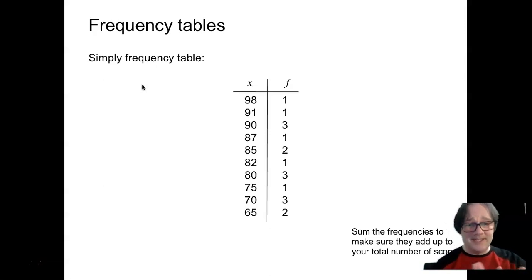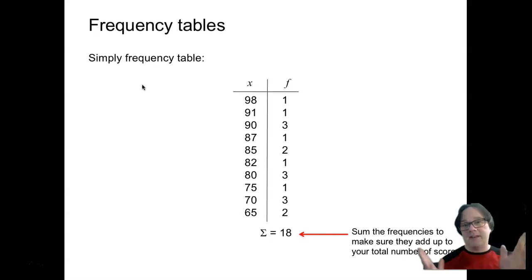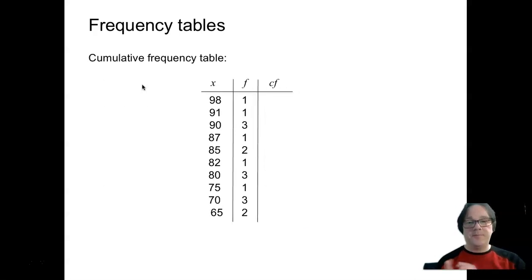Okay, so what we want to do is make sure we have all of our scores, make sure we didn't miss anything. So the next step would be to sum the frequencies to make sure that they add up to our total number of scores. If you remember, we had an n of 18, and when I sum up this frequency column, I get a sum of 18. So I know I got them all. We're in good shape so far.